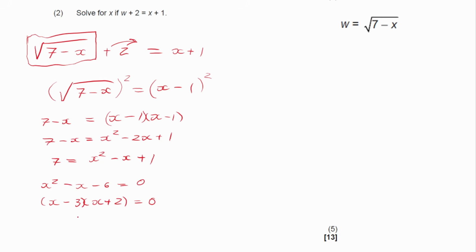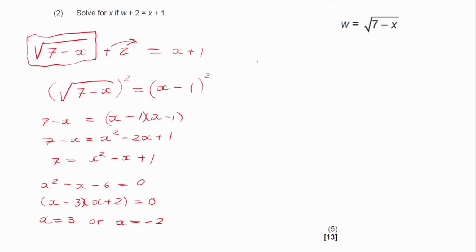Now we're not done. We need to be very careful. We need to go back and check. Firstly, before we check, we need to write our two possible solutions. x is equal to 3 or x is equal to negative 2. We're not done because we were dealing with the square root. We have to go back and check our answers.